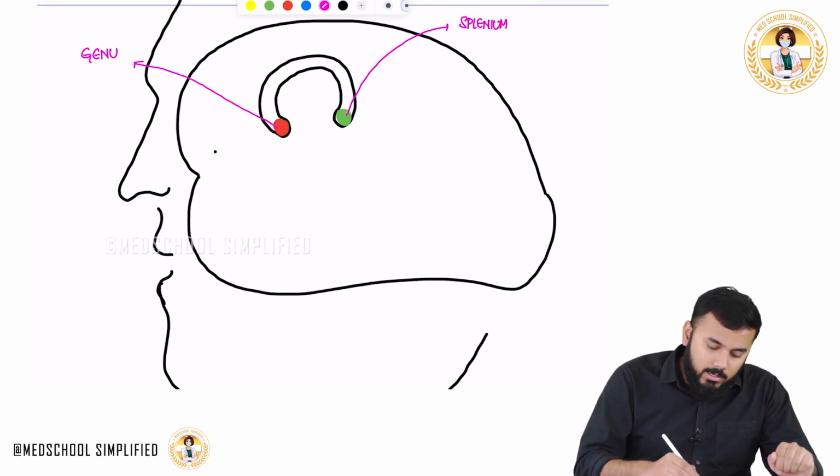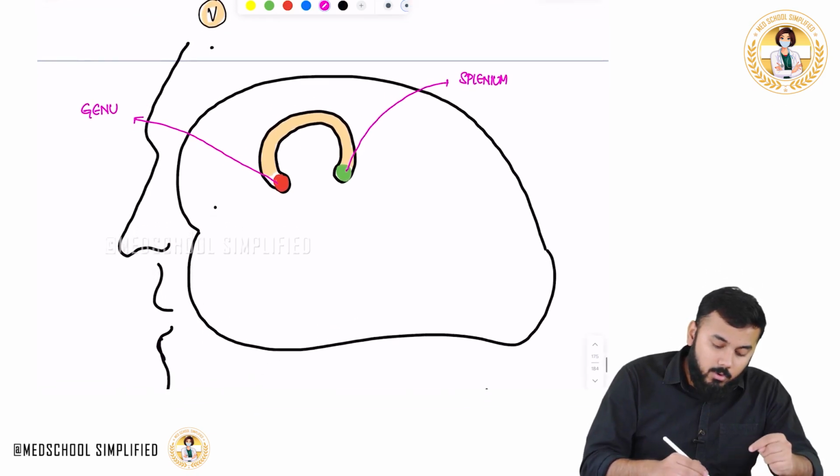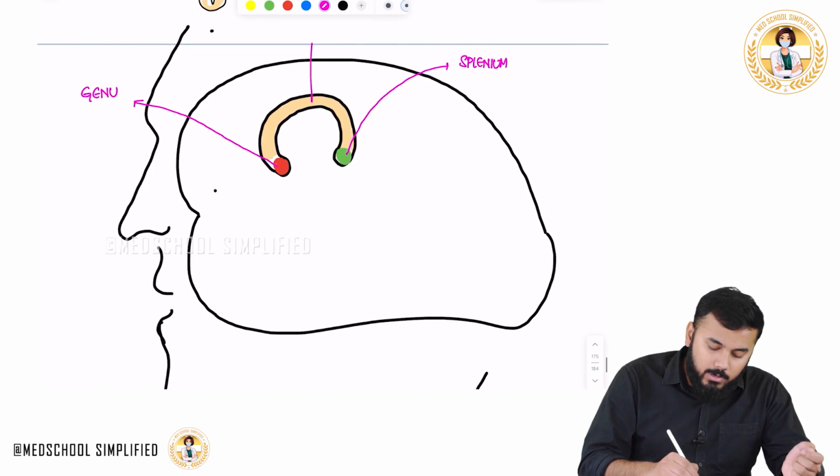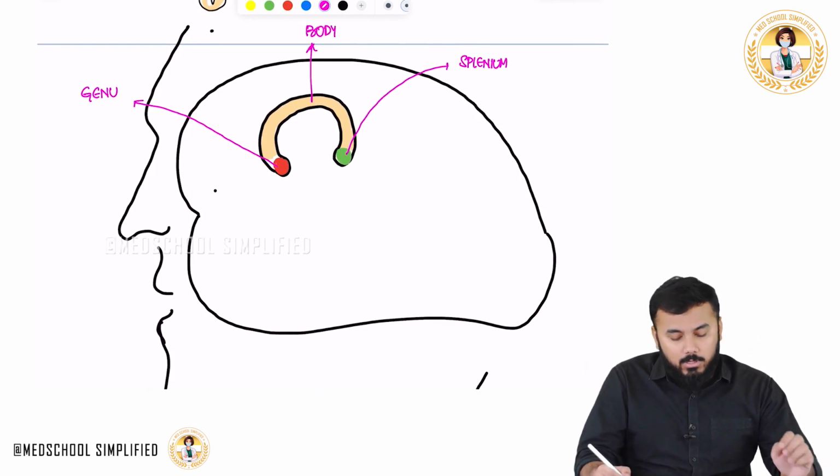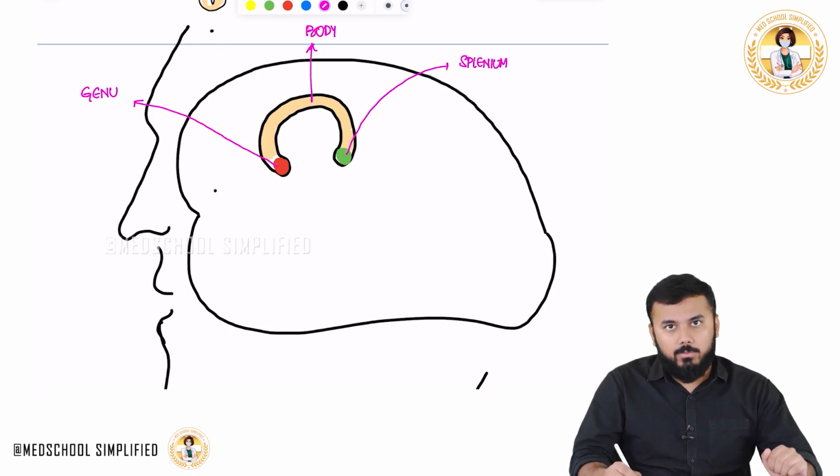Next important, between the genu and the splenium, you see this entire part which I am shading right now. This part is called the body of the corpus callosum. So three important parts: genu, splenium, and the body of the corpus callosum.